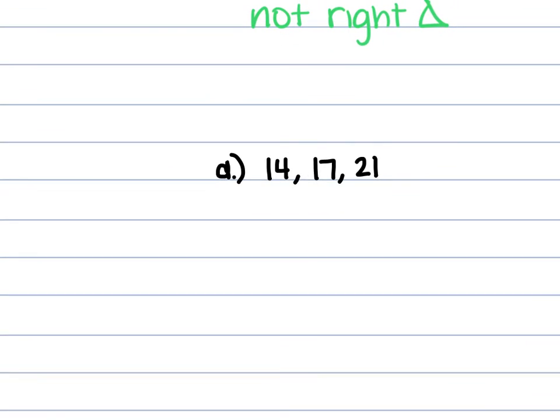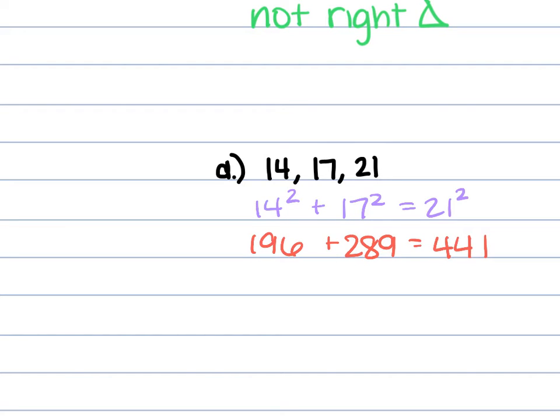For D, we have 14, 17, and 21. So 14 squared plus 17 squared should equal 21 squared. The 14 squared is 196. The 17 squared is 289. And the 21 squared is 441. If we add the 196 plus the 289, that gives us 485. And that is not equal to 441. So this is not a right triangle.